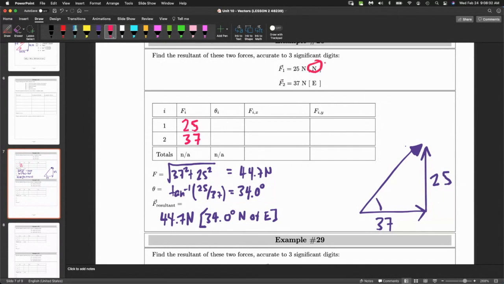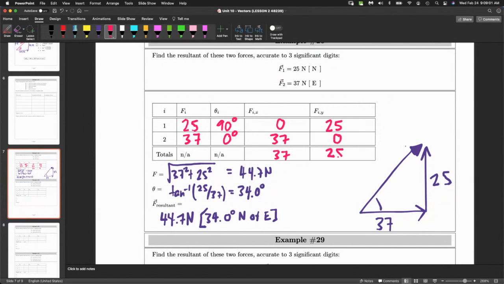North. What direction is that? What angle is that? 90. And then east is 0. So if you did 25 cos 90, you're going to get 0. And if you do 25 sine 90, you'll get 25. 37 cos 0, 37 sine 0. And if you add those together, you still get that.